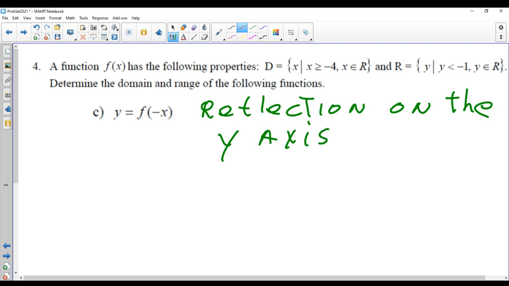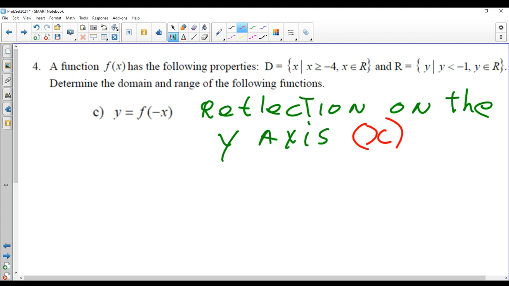What does this affect though? Yes, Wanya. It affects the x. It actually affects the x. Okay, so can we agree that the range is not going to be affected here? Because the range is y's, right? So we don't have anything to do with the y's. The y's are going to be what they are. But what about the x? What about the range? Sorry. What about the domain?